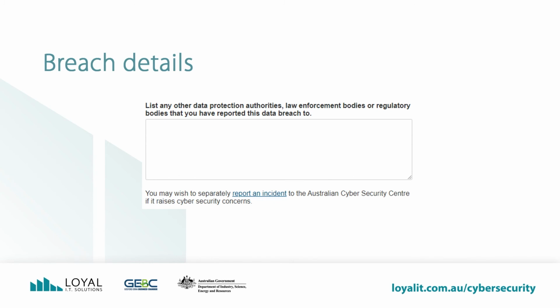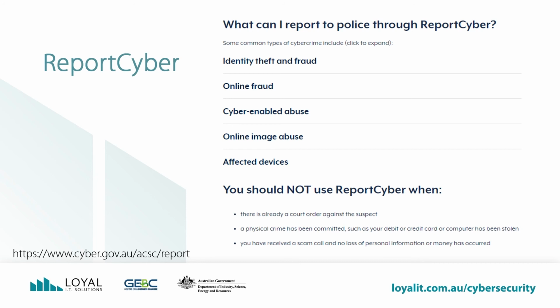This includes police and other regulatory bodies. If you have suffered a financial loss, you can click on the Report an Incident link. You can then report an incident to law enforcement through the Report Cyber website. This is typically for online fraud, theft, and abuse. There are a number of reasons you should not report through the website, which are listed and include: there's already a court order, it's a physical crime, and you've received a scam call but you have not been affected otherwise.